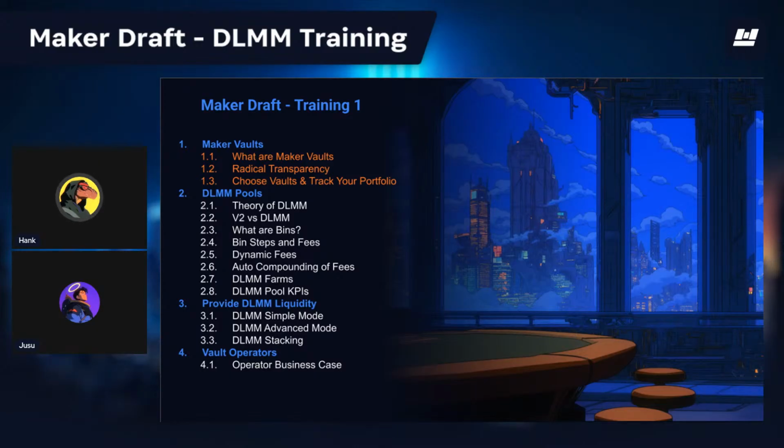Or for anybody who says, hey, I like Maker Vaults, but I also like them from an operator perspective. I anyway like to do this, and with Vaults you can earn the Vault operator fee on top for what you're doing anyways. And this is a good entry point for anybody who wants to go in that direction. So let's not talk more about it and get into it.